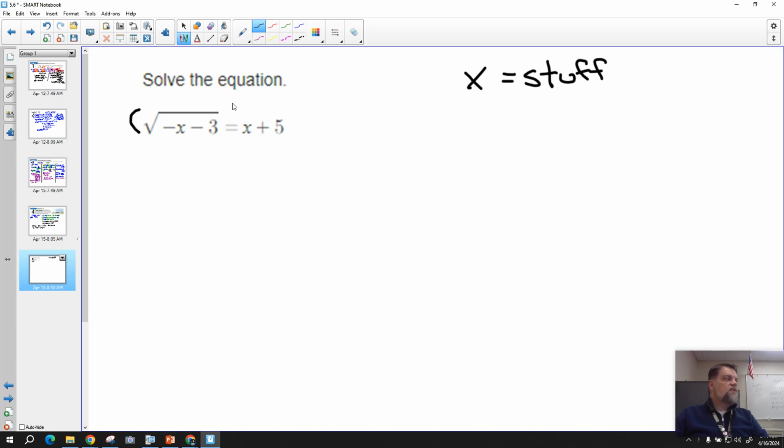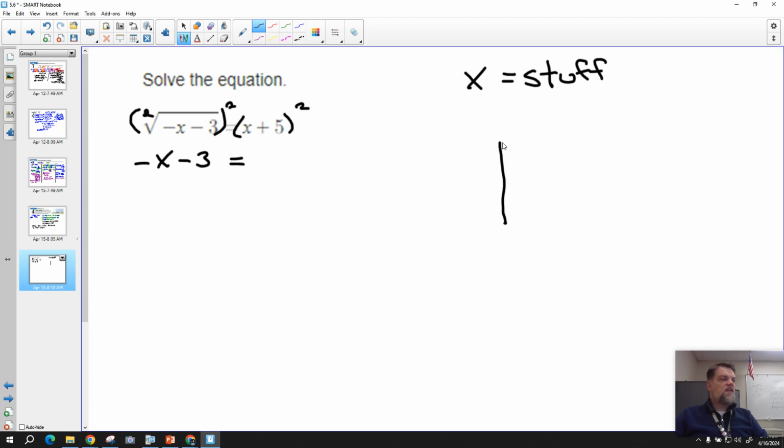The way that you undo a square root is you square it, and then whatever I do on one side I have to do to the other side. Now when you square a square root, they kind of undo each other and you're just left with negative x minus 3 is equal to x plus 5 squared.